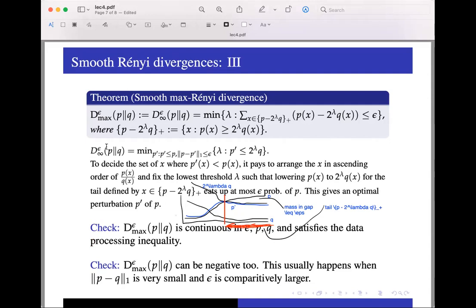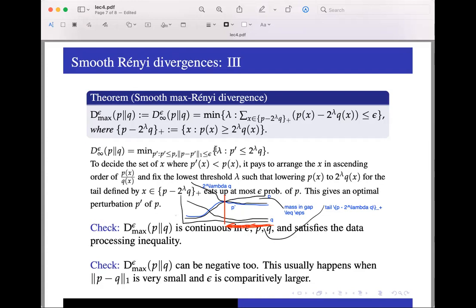From the definitions, D epsilon infinity of P with respect to Q is the minimum over P prime less than or equal to P, such that the L1 distance between P and P prime is less than epsilon. Let's say I found such a minimizing P prime. Then what am I going to evaluate?